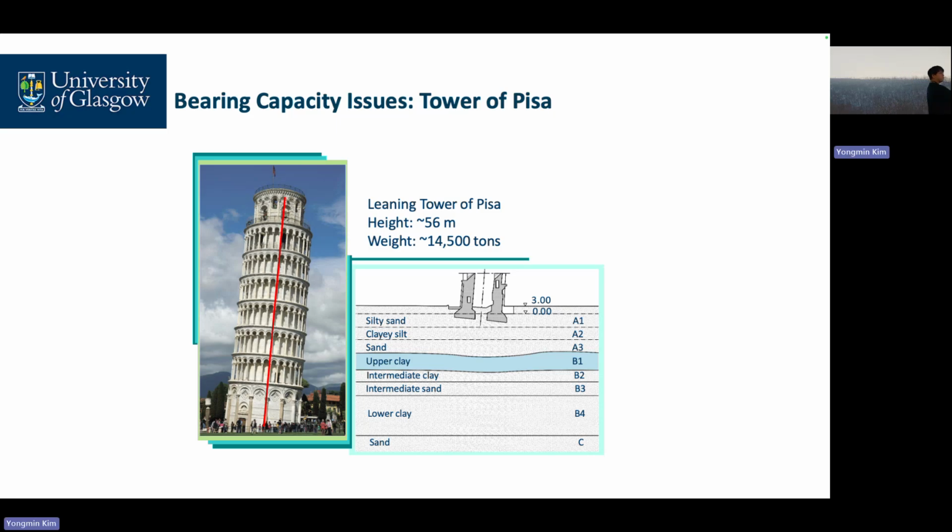Pisa, this Tower of Pisa also shear failure. These blue layers, upper clay, forest clay is quite problematic. Singapore marine clay, much more problematic. Why? The volume increases and decreases when water infiltrates. I can see why the Tower of Pisa tilts.